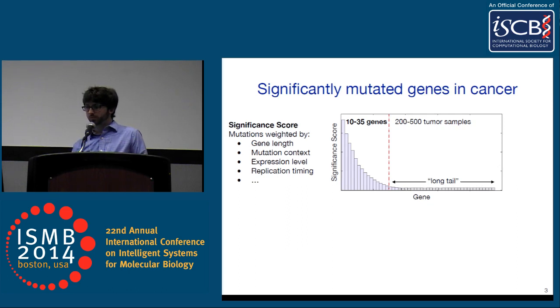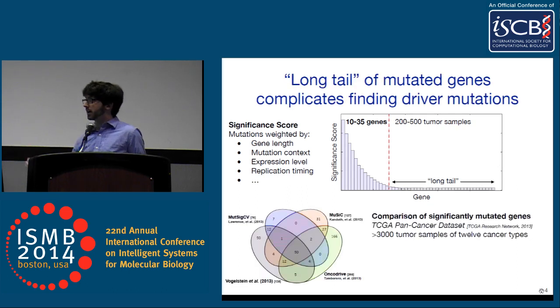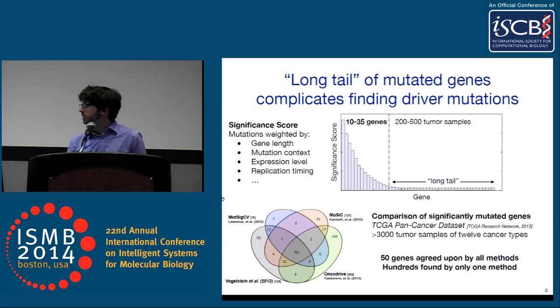And so here I'm showing a four-way Venn diagram where we compare three algorithms for identifying significantly mutated genes, MutSigCV, MuSiC, and OncodriveFM, on the pan-cancer Cancer Genome Atlas dataset, which includes greater than 3,000 tumor samples of 12 cancer types. And in the bottom left, I'm also including a gene set from the Vogelstein et al. review of cancer genomics from last year. And so as you can see in the middle, there are only 50 genes agreed upon by all methods, while there are hundreds found by only one method. And so this is because the long tail complicates the ability of these algorithms to identify all the driver mutations.